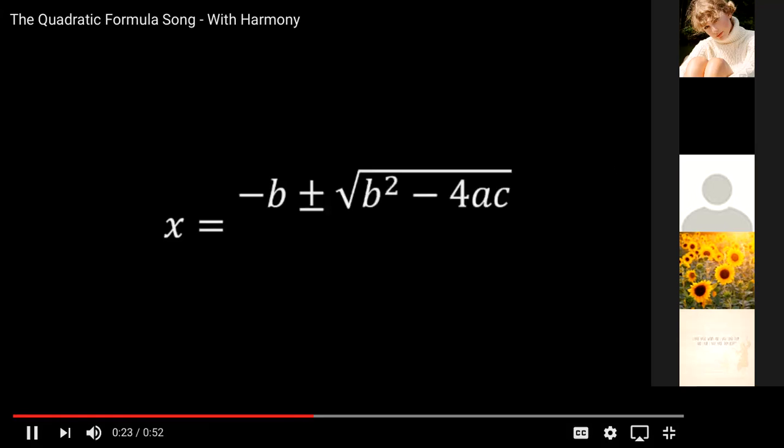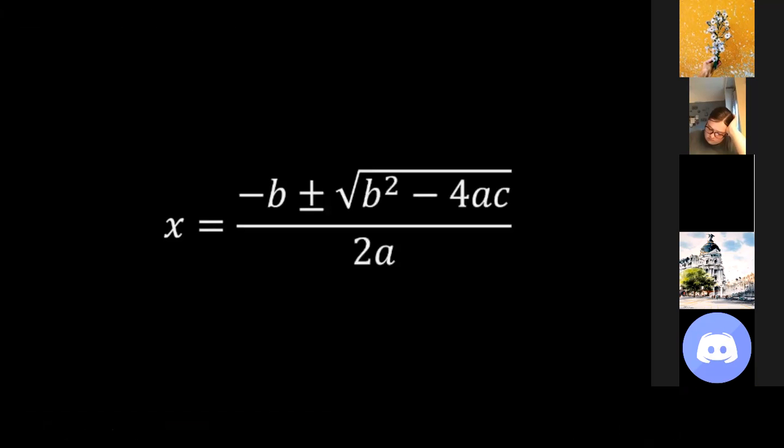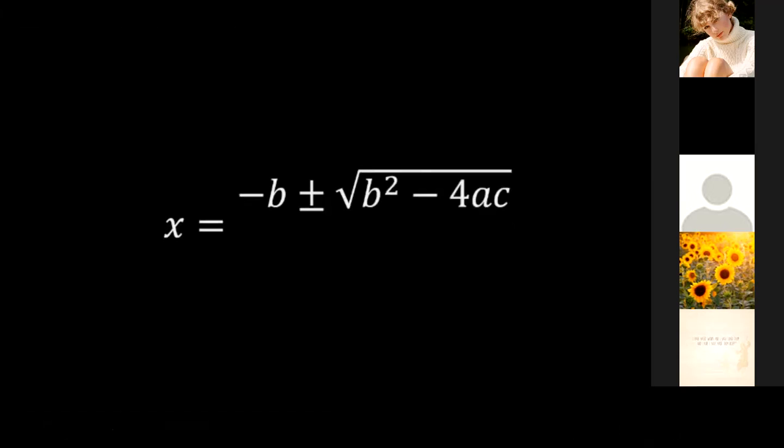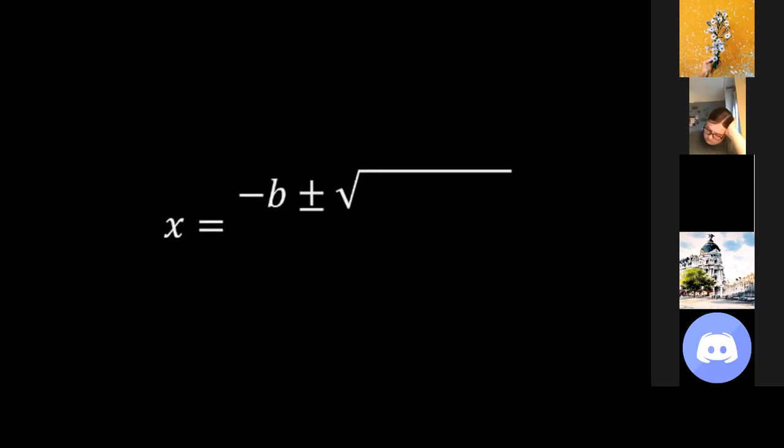x is equal to -b plus or minus the square root of b squared minus 4ac all over 2a. So this should get stuck in your head by the end.